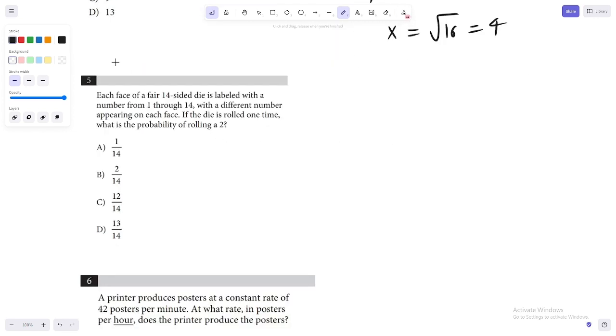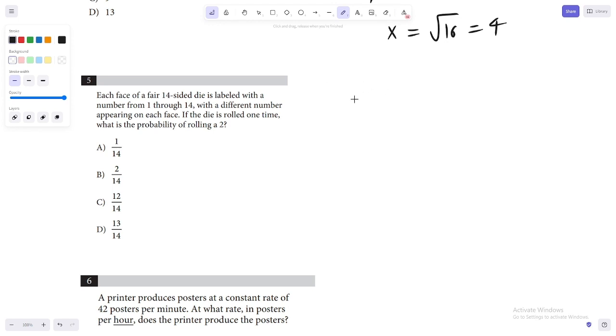Now, question number 5. Each face of a fair 14-sided die is labeled with a number from 1 through 14, with a different number appearing on each face. If the die is rolled one time, what is the probability of rolling a 2?